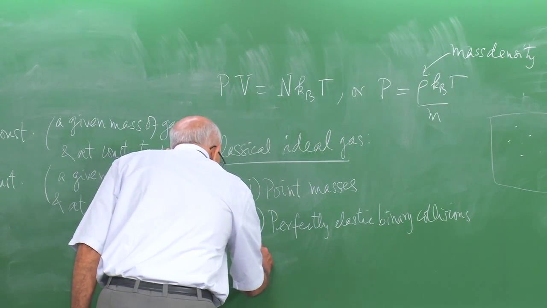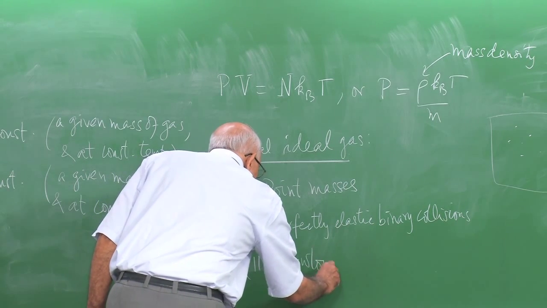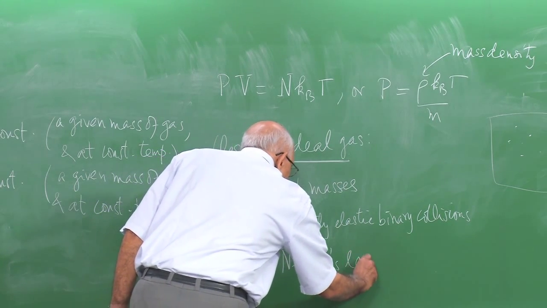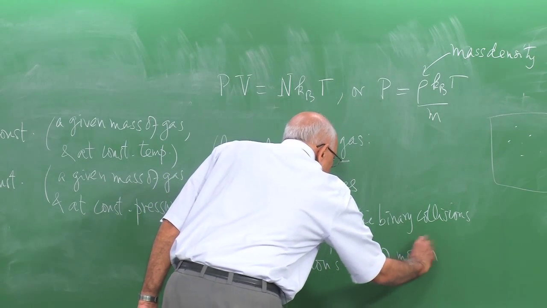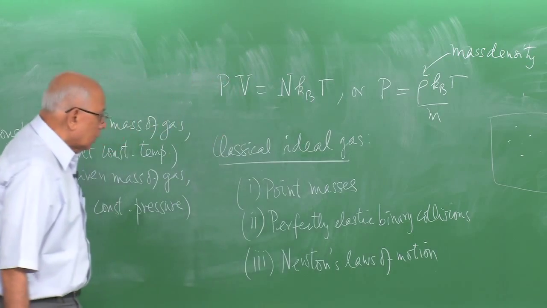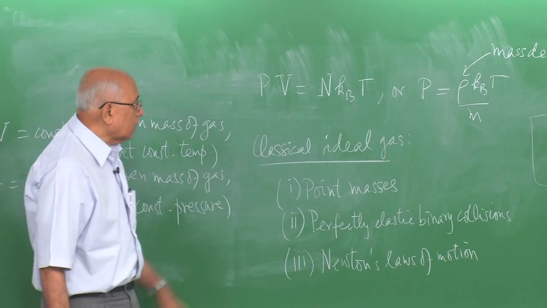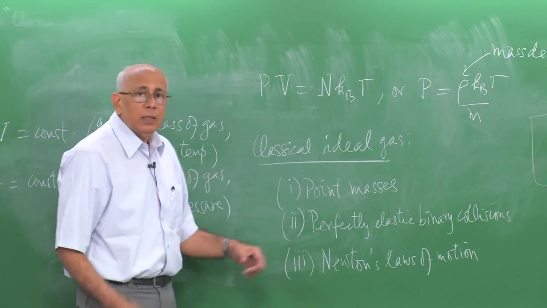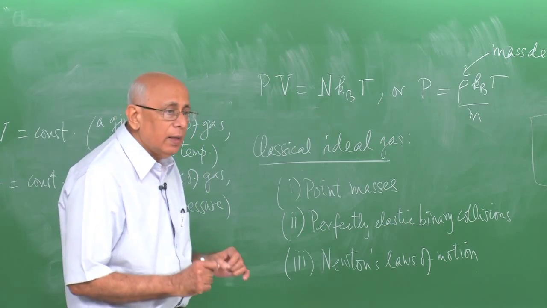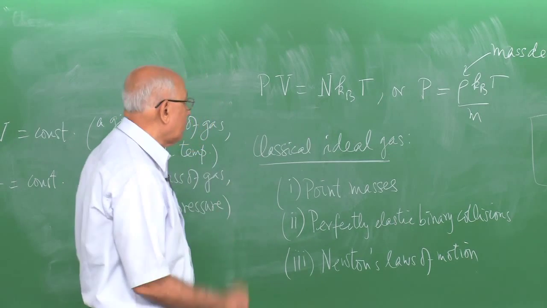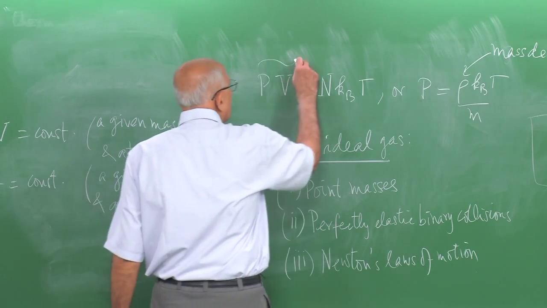and 3, each particle obeys Newton's laws of motion. So, this is classical dynamics at the molecular level, the assumption of point masses and two at a time collisions. These 3 assumptions today enable us to derive from first principles this equation of state. This is called the ideal gas equation.